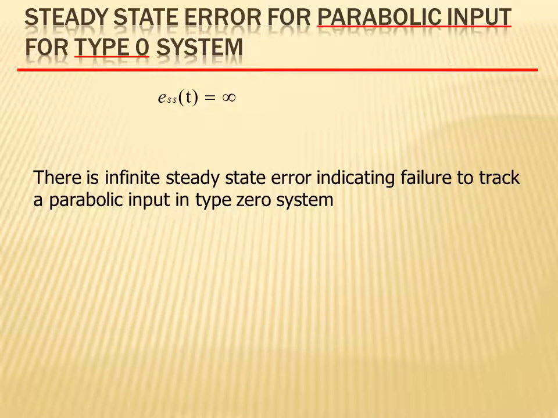Since the steady state error for parabolic input for type 0 system is infinity, it indicates the failure to track a parabolic input in type 0 system. So we cannot represent it graphically since it fails to track the parabolic input.